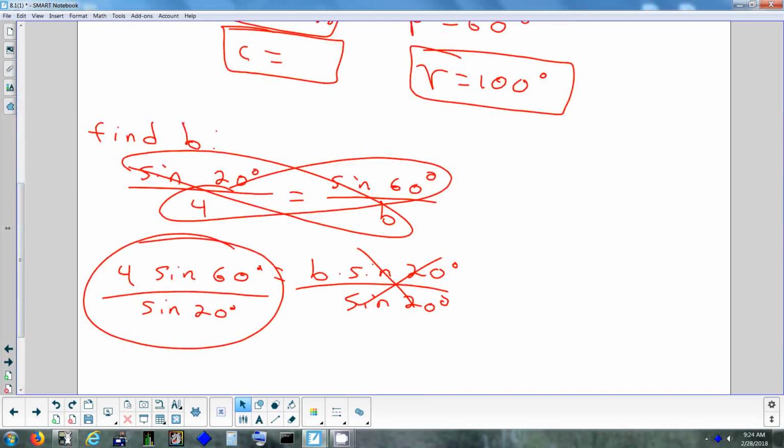So don't round anything off until the very last step. Okay? Don't take the sine of 60 and round it, and then multiply by 4 and then round it again, and then take the sine of 20 and divide by it and then round again. That's too much rounding. Okay, so do it just like that.